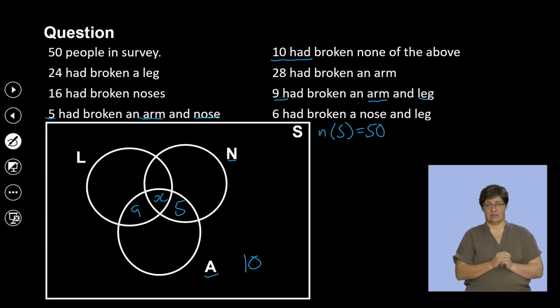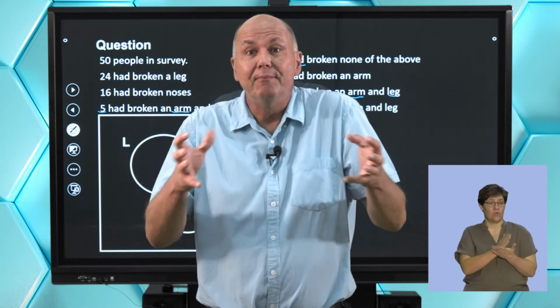We recognize 6 had broken a nose and a leg. So nose and leg, we are going to put 6 into that space. Now, can you see what the next steps are going to be? Well, we're going to need to make sure that everything balances.